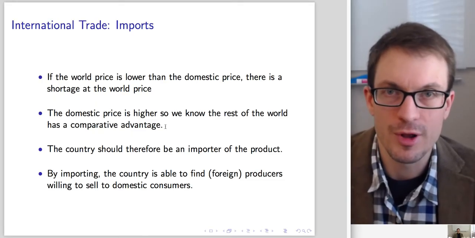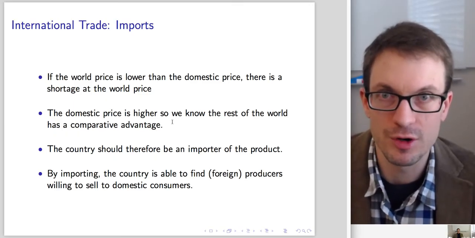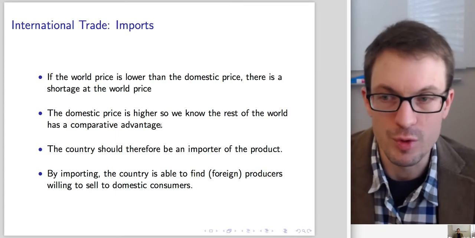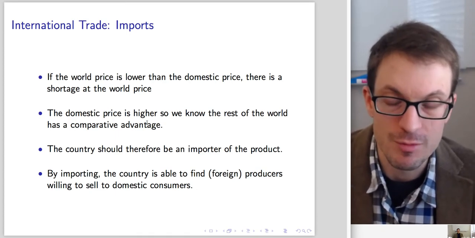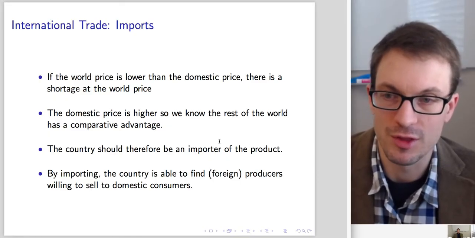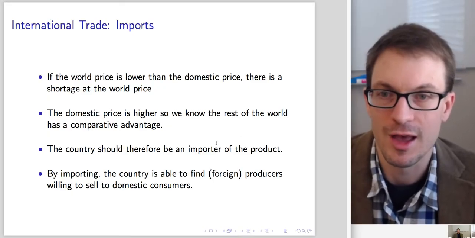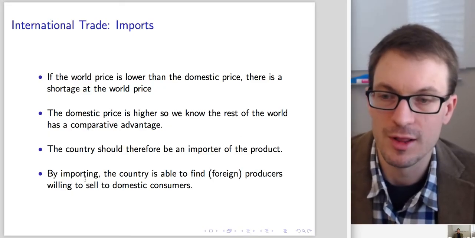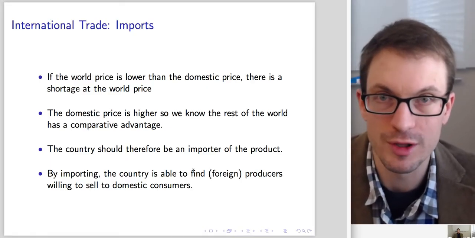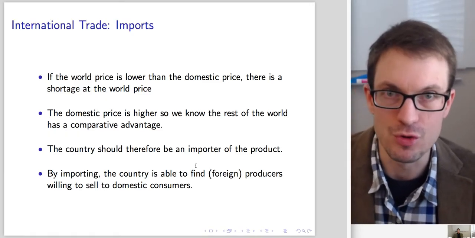What do we learn from the production possibilities frontier model? Well, we learn that traders should specialize according to comparative advantage, and you ought to get the good from the trader with the lower comparative advantage. That's going to make everybody better off. This country should be an importer of whatever product this is, where they have a domestic price that's higher than the world price. By importing, the country is able to find foreign producers willing to sell to domestic consumers. We're now able to meet our domestic demand through trade.